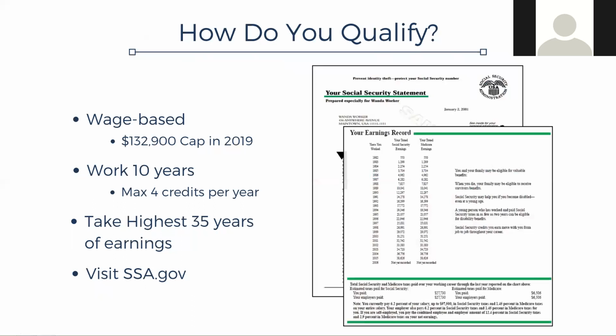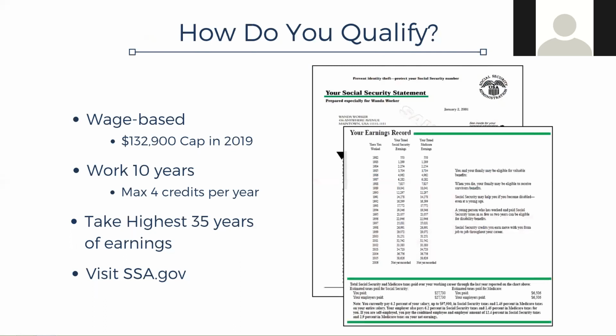Now, how do you earn those credits? Well, in 2019, for every $1,360 that you earn, you get 1 credit. So it's a relatively modest level to earn a credit. You only need to work 10 years to qualify. However, your benefit is based on your highest 35 years of earnings, so it's basically between 10 and 35 years of work. They're going to look at your work history and the benefits paid and calculate your benefits accordingly.